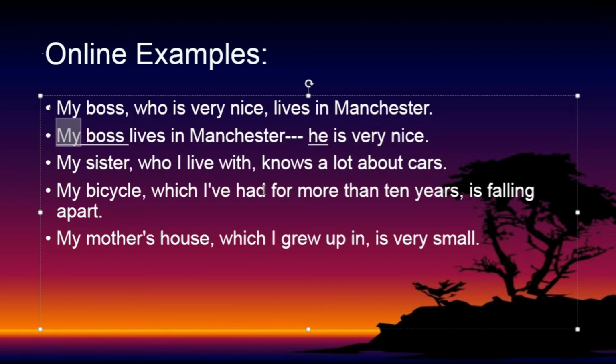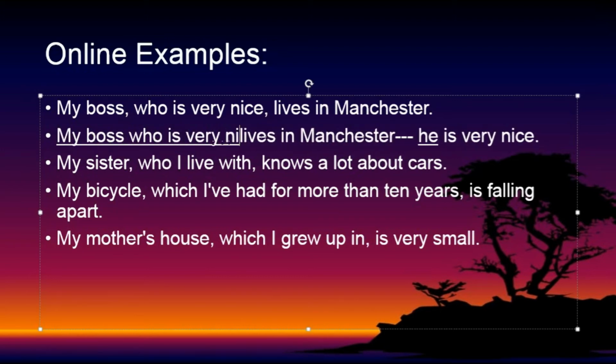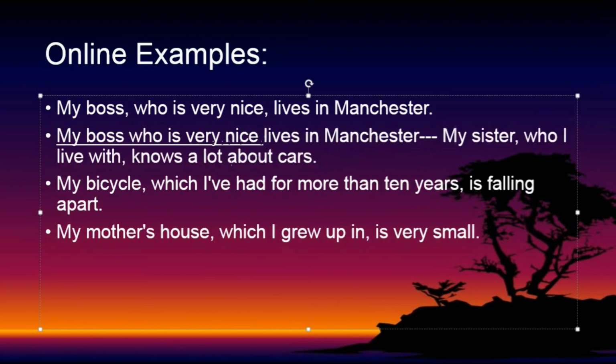So I rewrite my first sentence, my boss, right? I can do this too, depending on the situation. You can put it in the middle, and the reason it's in the middle is because I am talking about my boss here. So it's a good idea to put it right after it, right? My boss, who, right after the noun. Then I remove he. Who is very nice, right? So I just removed that.